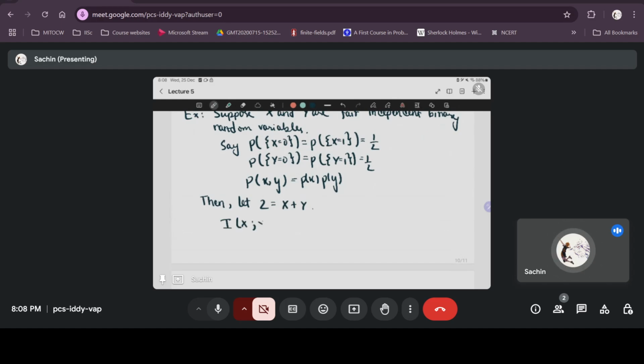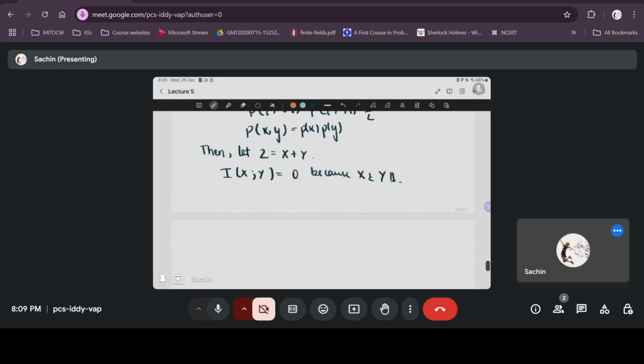The mutual information between x and y is 0 because x and y are mutually independent. But z has the following probability distribution. So z can take the value 0 if both x and y are 0, can take the value 1 if x is 1, y is 0, or x is 0, y is 1. And z can take the value 2 if both are 1.